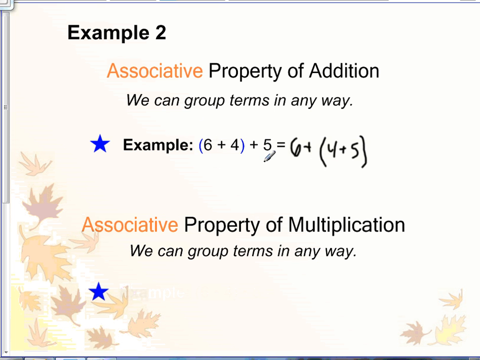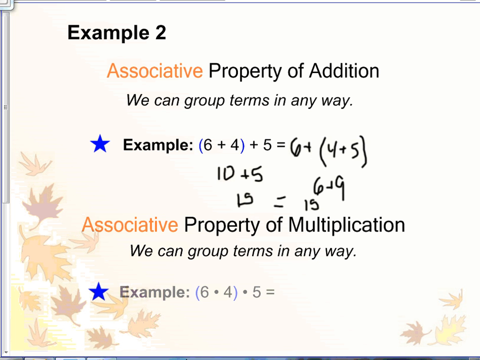So for instance, on this side of the equation, we're going to have 6 plus 4, which is 10, plus 5, which is going to be 15. On this side of the equation, we're going to be adding 4 plus 5 first, so that would be 9, plus 6, and that also equals 15, which means these two are still equal. So we can group them in any way. The same thing goes with the associative property of multiplication.